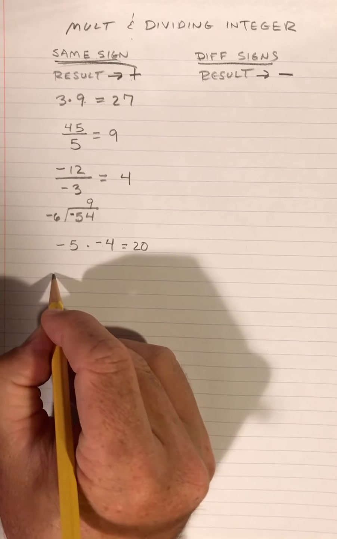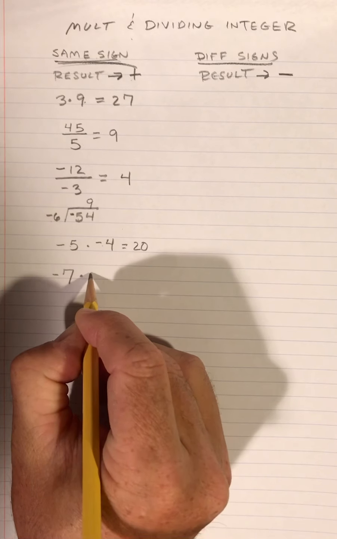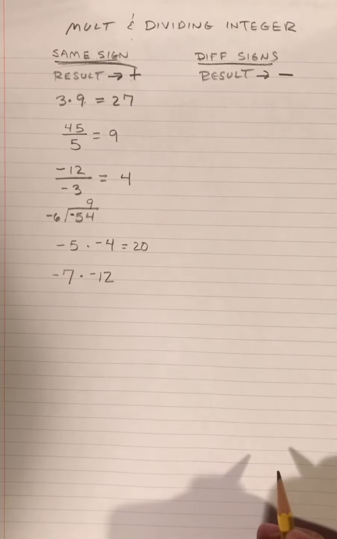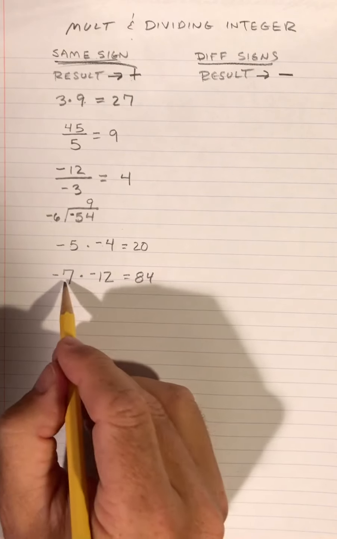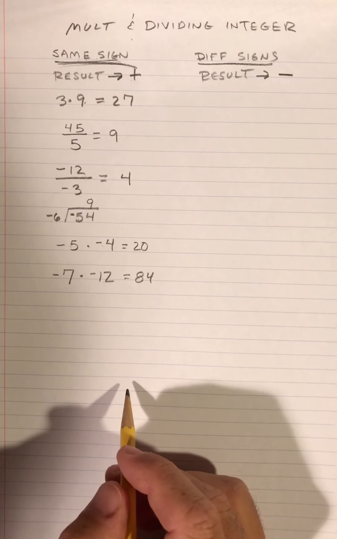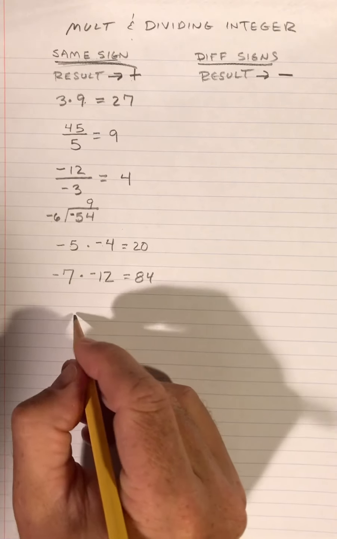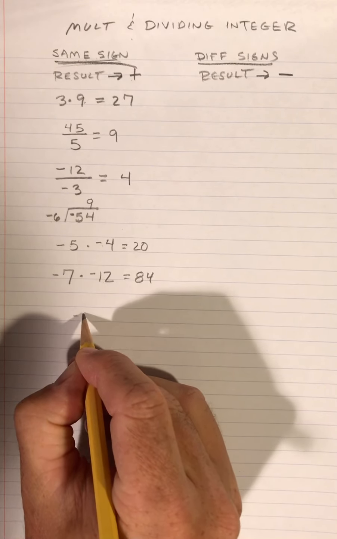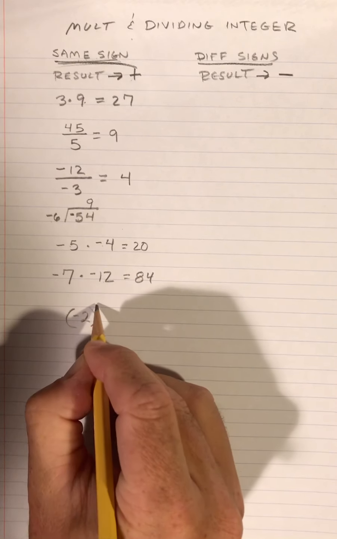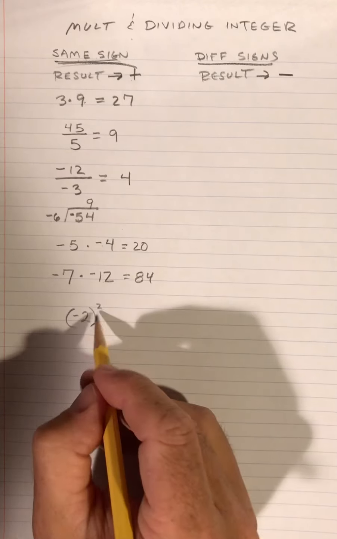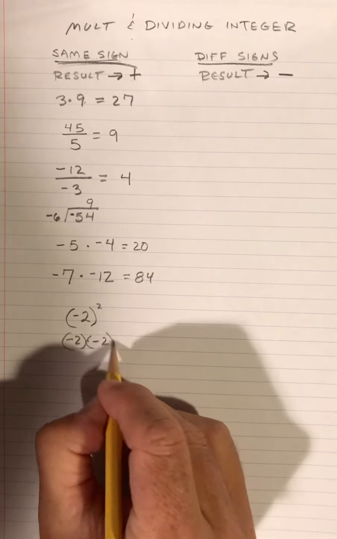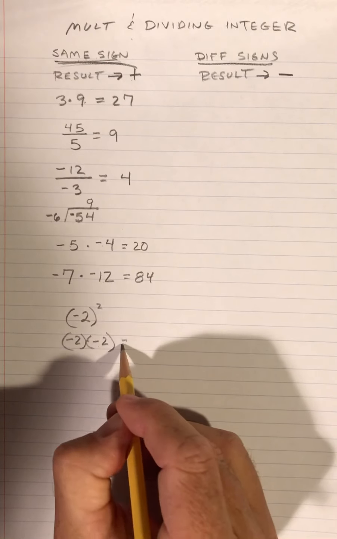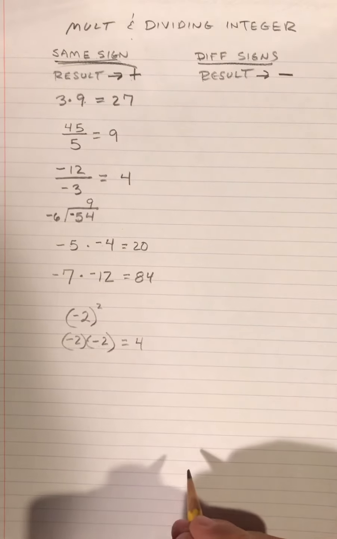All right, let's try another one. Negative 7 times negative 12. Well, 7 times 12 is 84, and my sign is going to be positive because these are both negative, and I'm following that rule. Okay, even if you did something, say, with exponents, all right? Let's go negative 2 squared. Well, negative 2 squared means negative 2 times negative 2. And a negative times a negative is a positive.